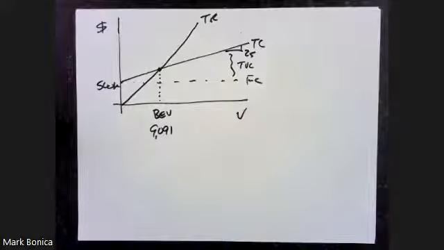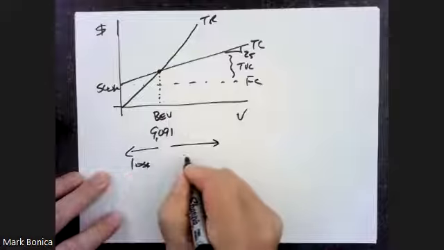Where is the zone of loss? Molly. Good. Where's the zone of profit, Sean? Good.